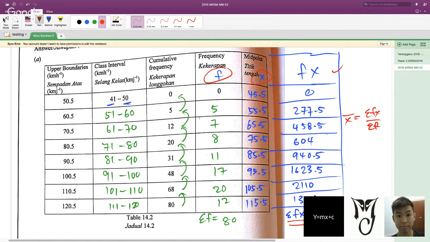Then, I know my total number of vehicles is 80, right? So I just use 7400 over 80. Nothing very special here.